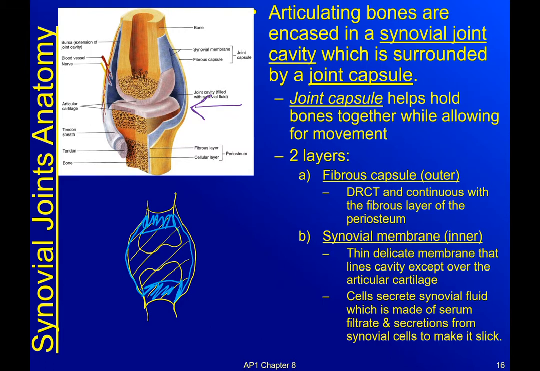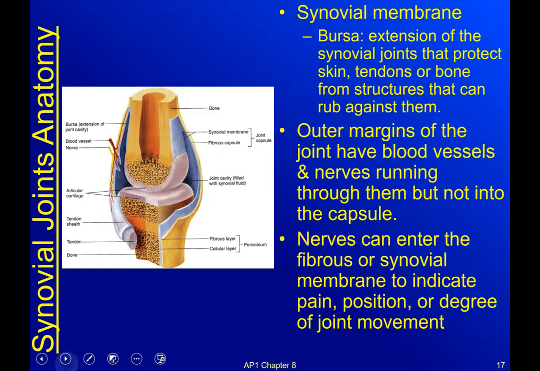Let's see. The cells in this synovial capsule actually secrete a synovial fluid. Synovial fluid is serum filtrate, so the watery portion of our blood, and it actually has a chemical in it that makes it slick. So it's very much like having lubricant in between your joints, so that it even helps your cartilage, which is smooth to begin with, flow even smoother.